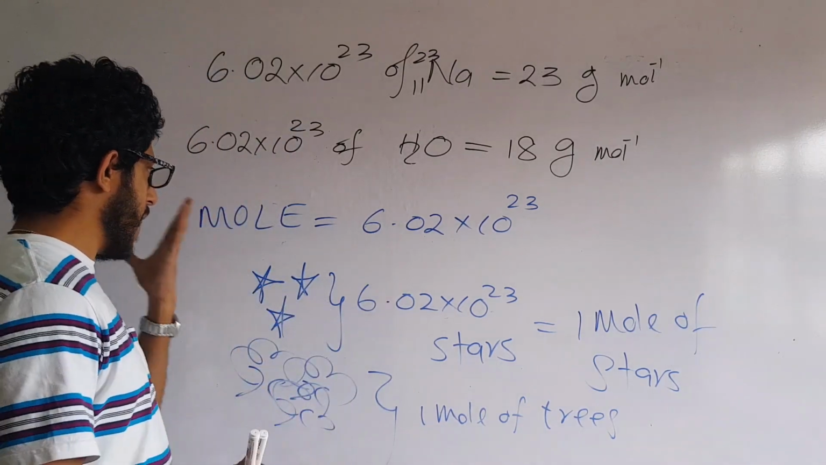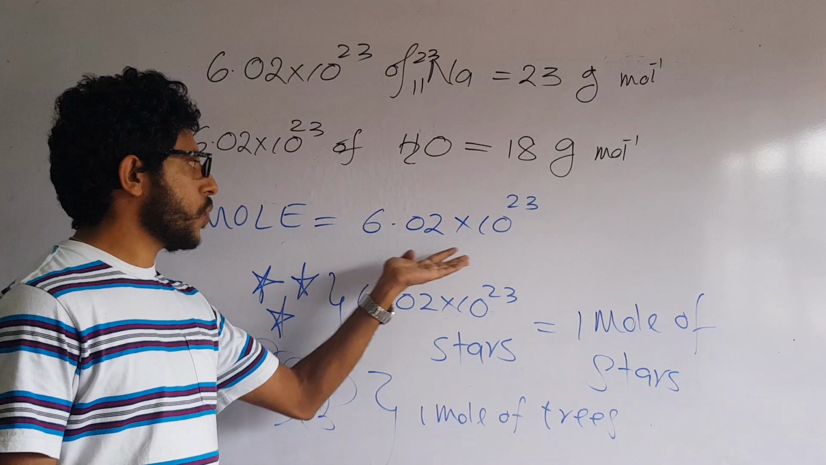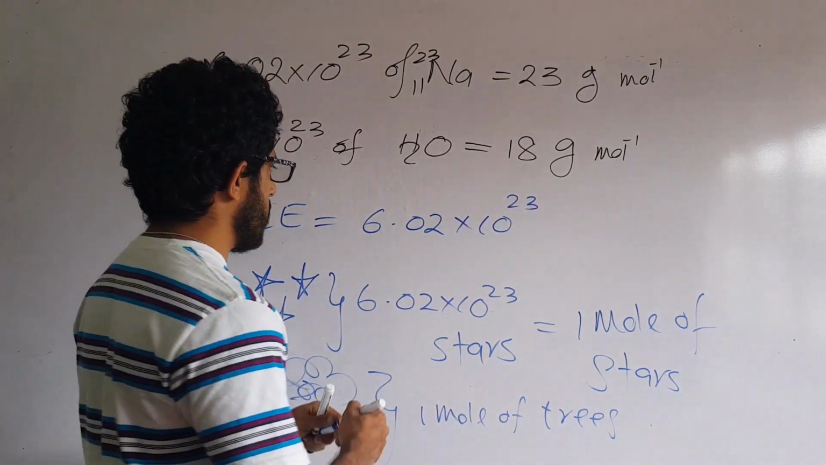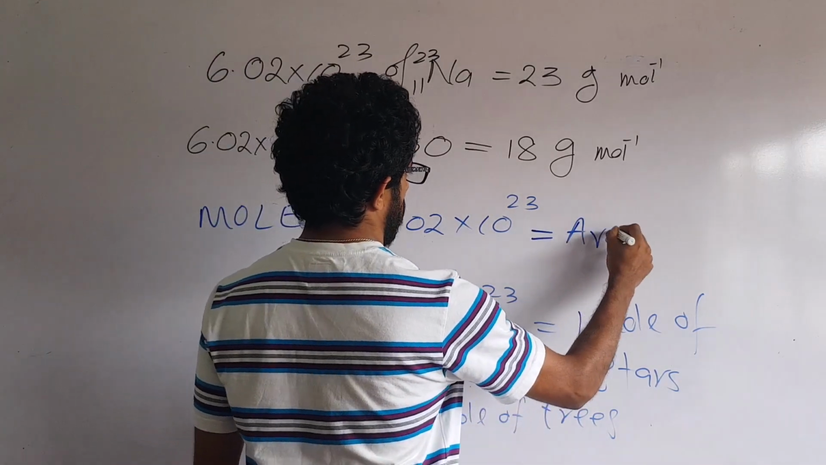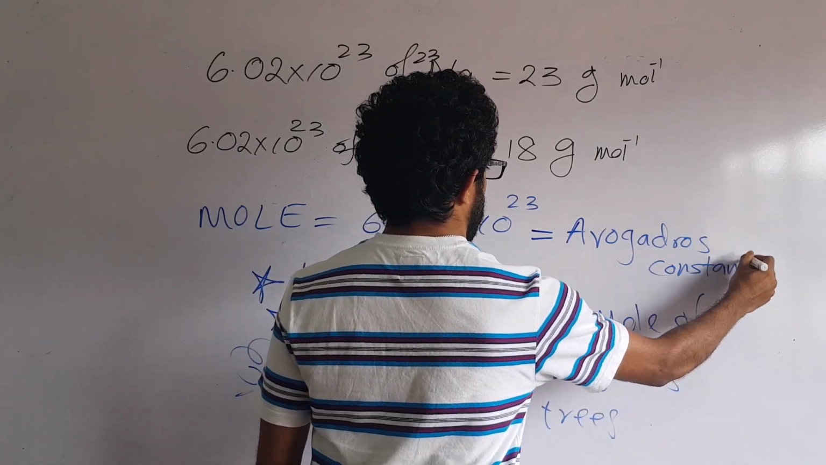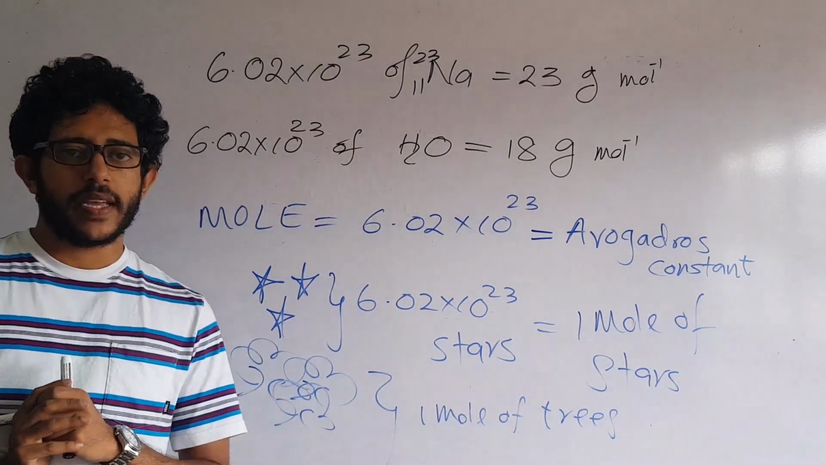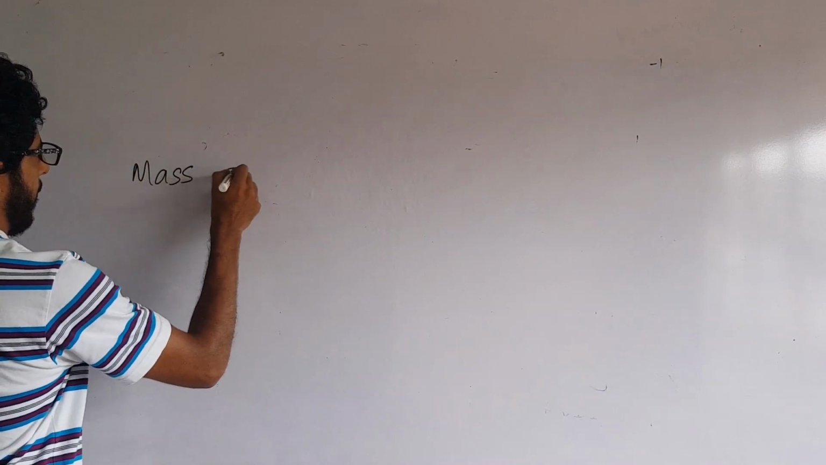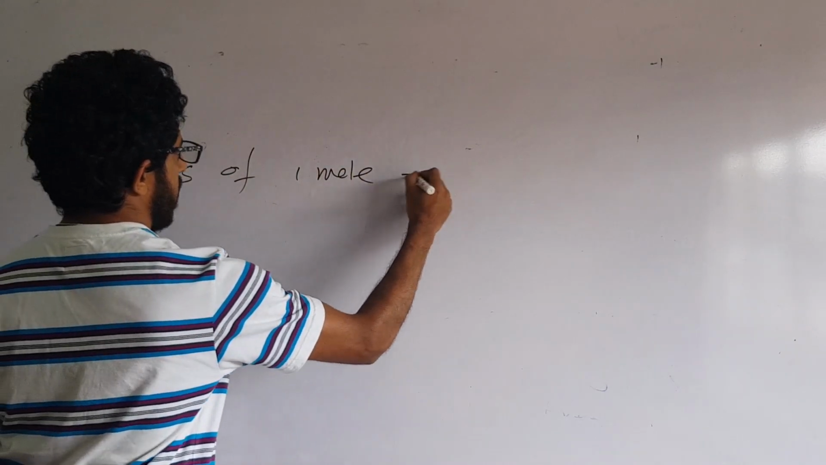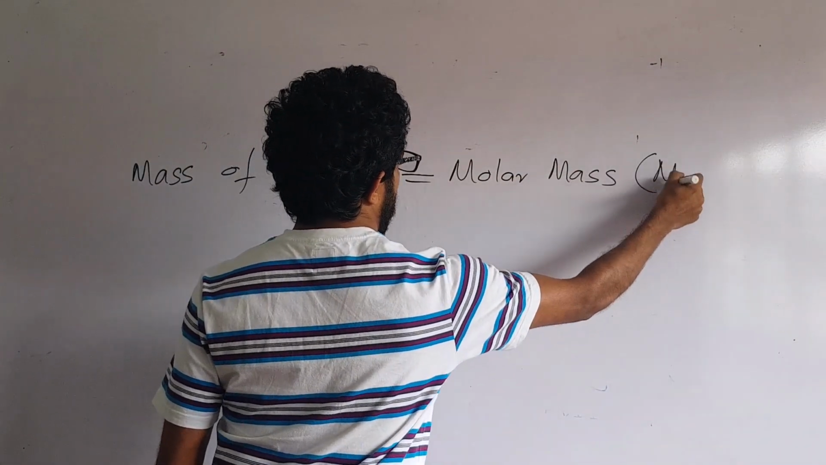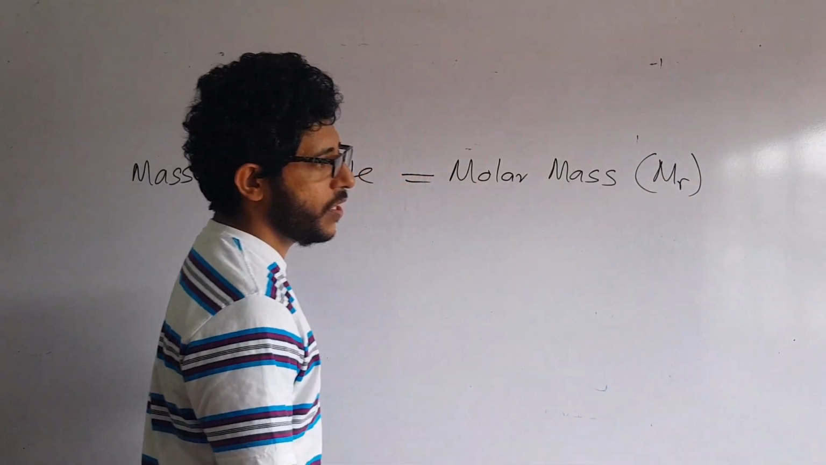So what is the mole? Anything which is equal to 6.02 × 10^23, we call it 1 mole, or the other way around, we call it Avogadro's constant. Right. So we'll see how we can use this concept to derive 2 formulae. Okay, so the mass of 1 mole is equal to the molar mass, capital M. Sometimes you use Mr, or capital M is also enough.